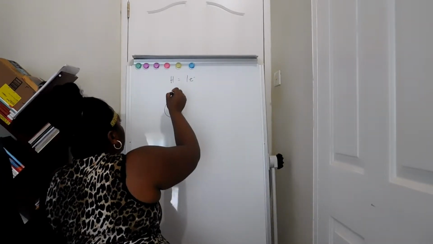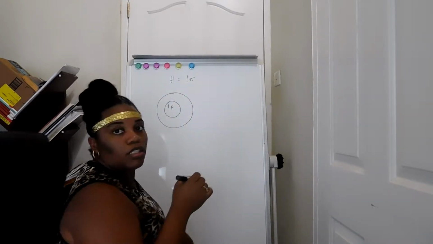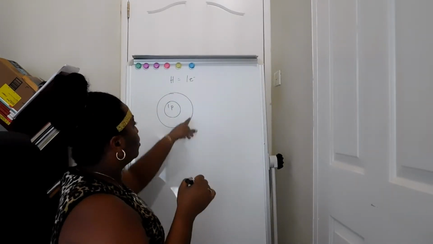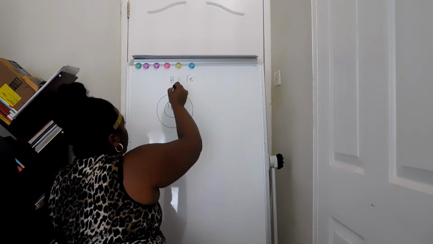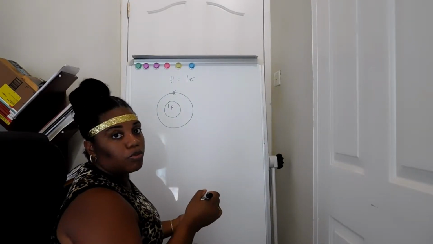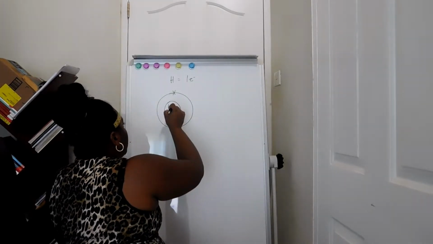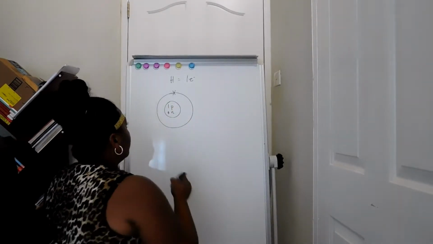And then we would have here the electron. Remember this shell, the first shell, can hold a maximum of 2, and hydrogen has only 1 electron. So therefore, we will just put 1. And it has 0 neutrons. Okay? Now let's try helium.